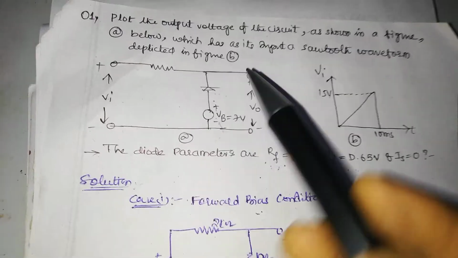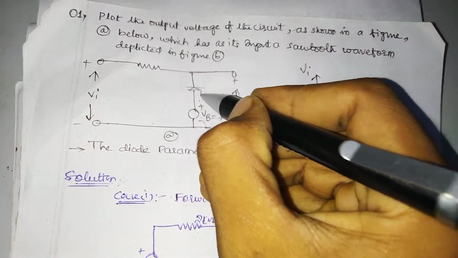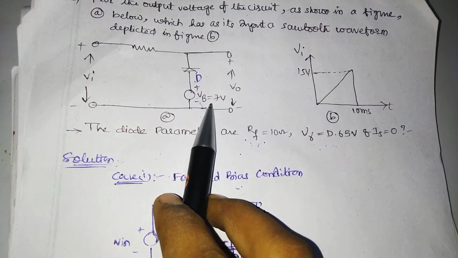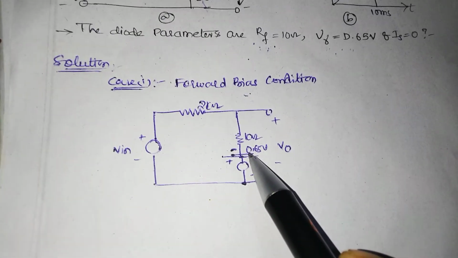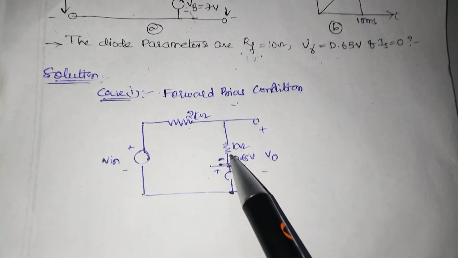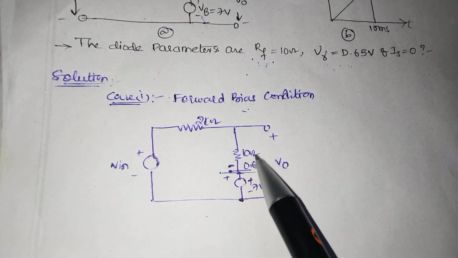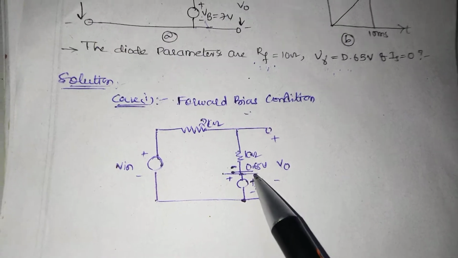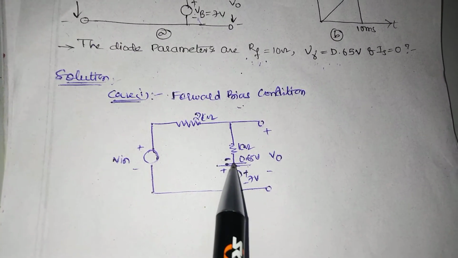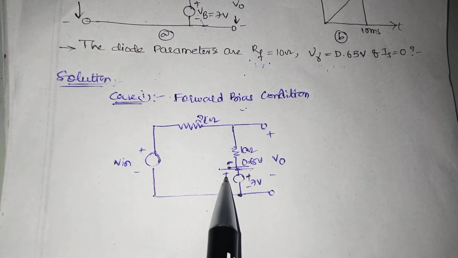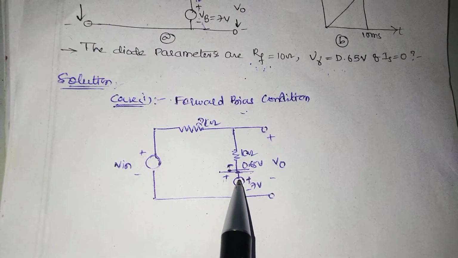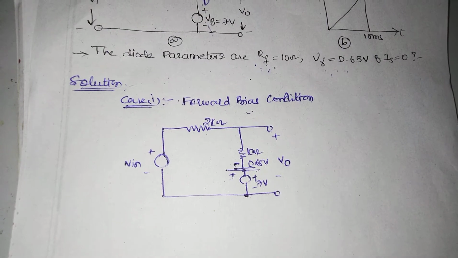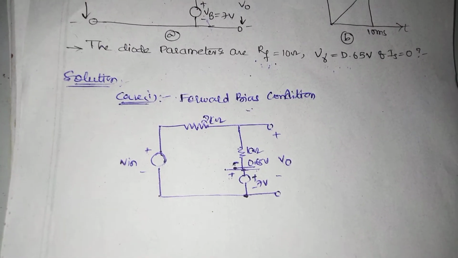The question gives diode D, and the voltage is 7 volts. For forward bias the diode acts as a short circuit, with forward resistance 10 ohms and cutoff voltage 0.65 volts. Why do we need this negative sign? This positive sign here, negative sign, positive. The condition is that the diode is forward biased only when the current is positive.